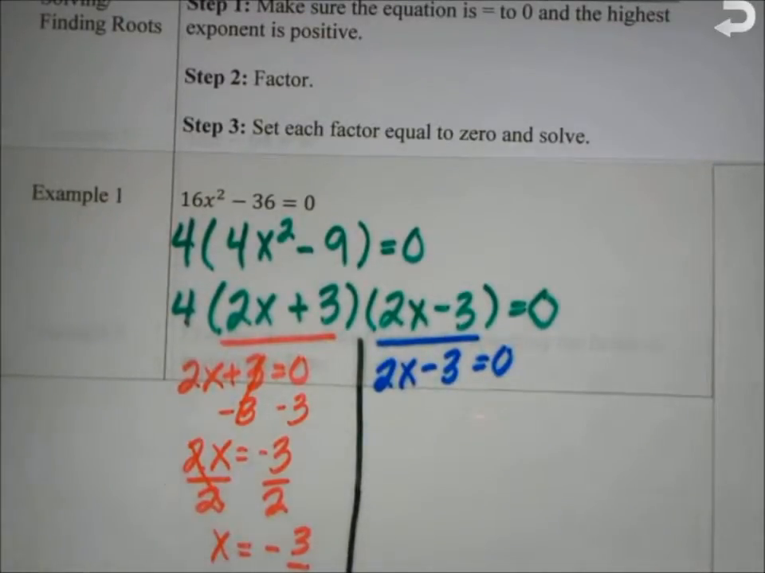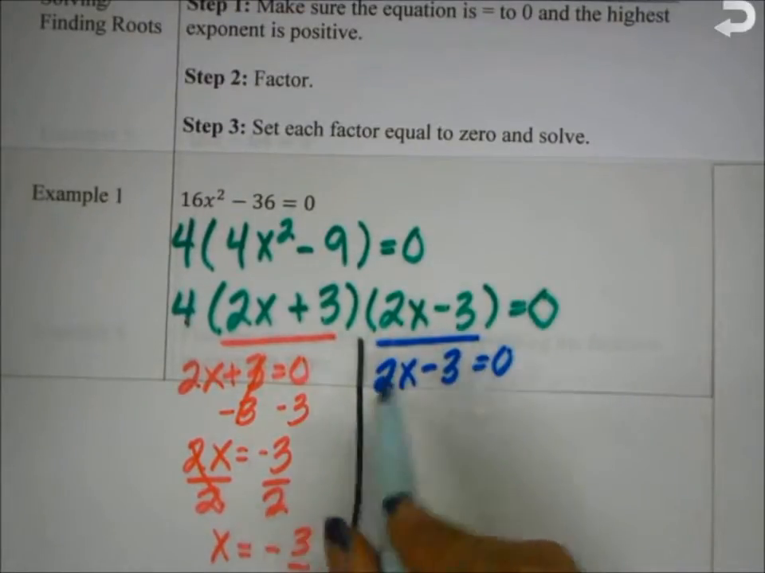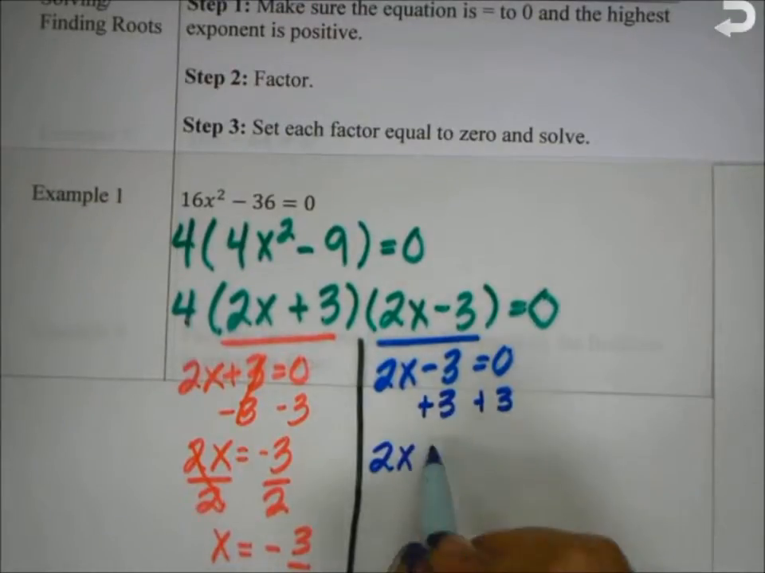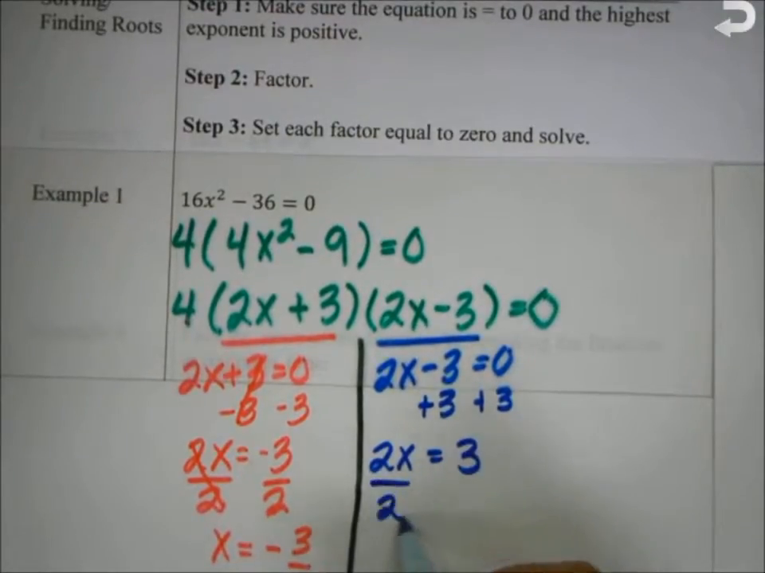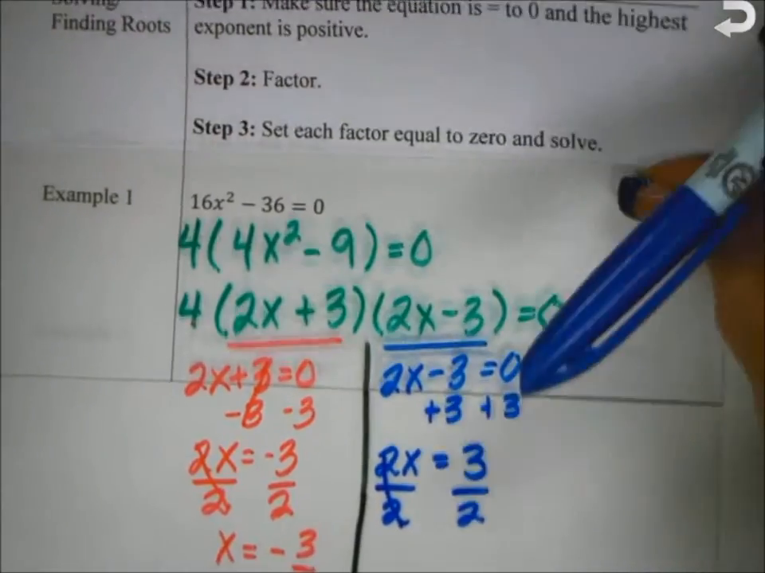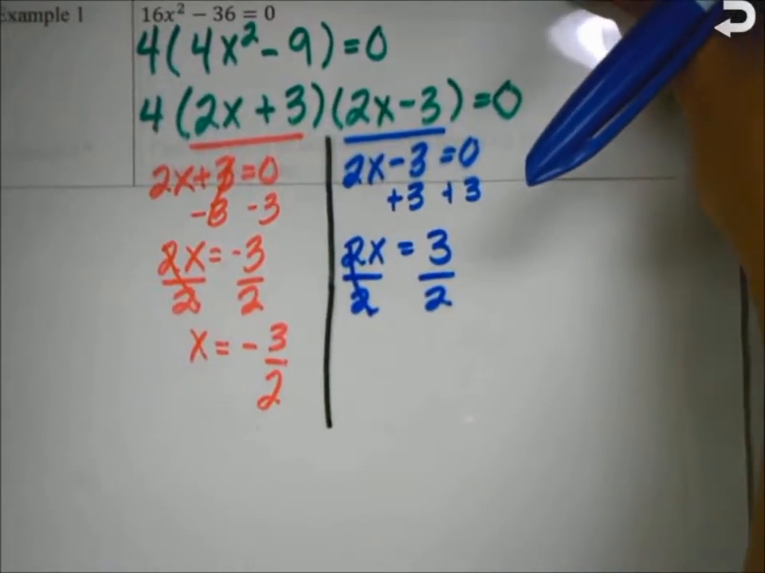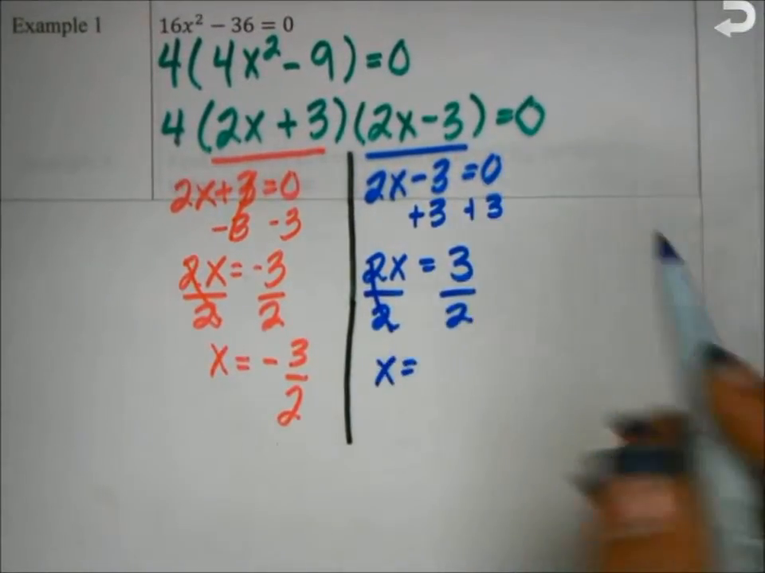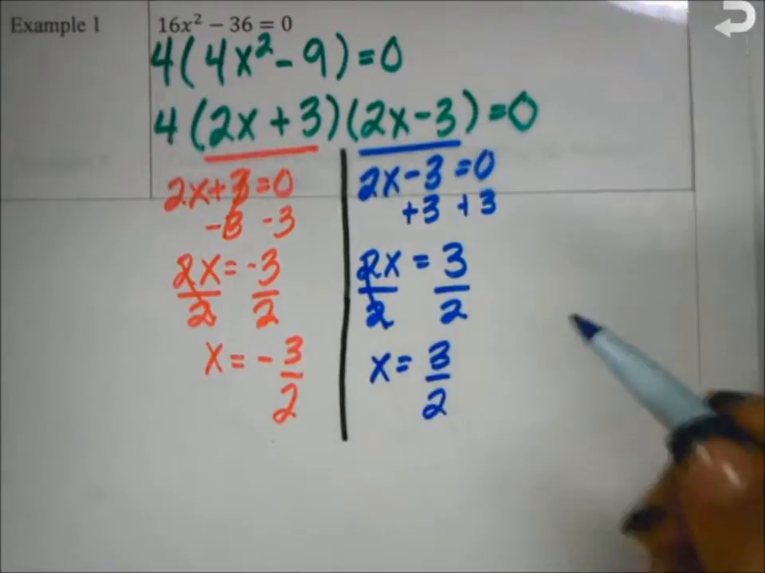Another possibility for x is we add 3 to both sides. 2x equals positive 3. x equals positive 3/2. So those are our two choices. Those are our two roots.